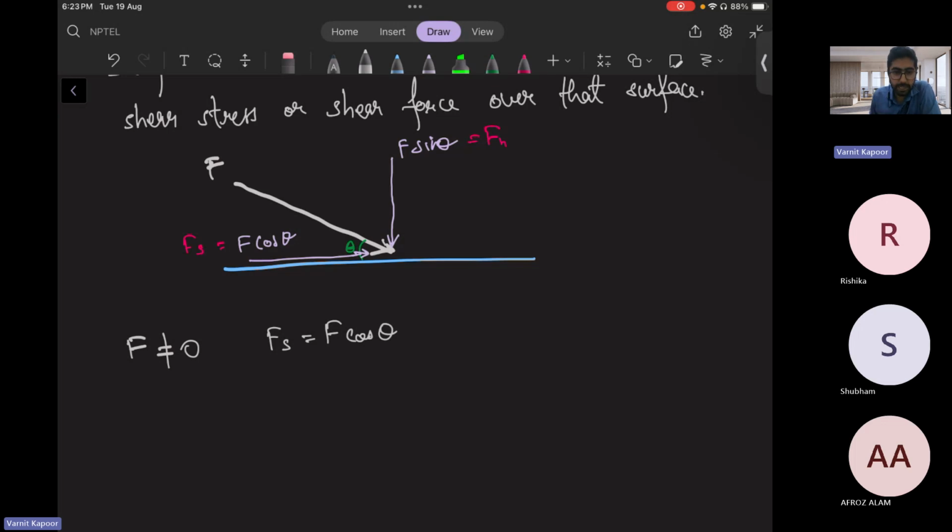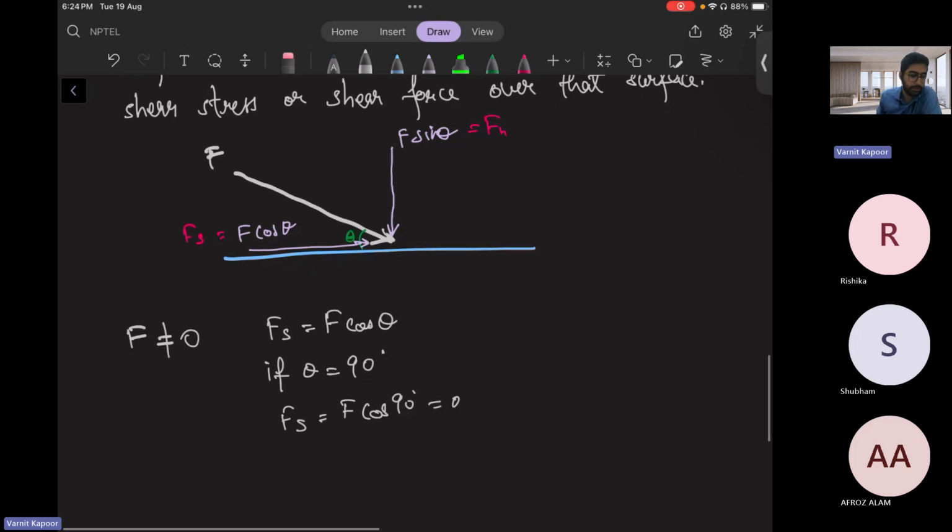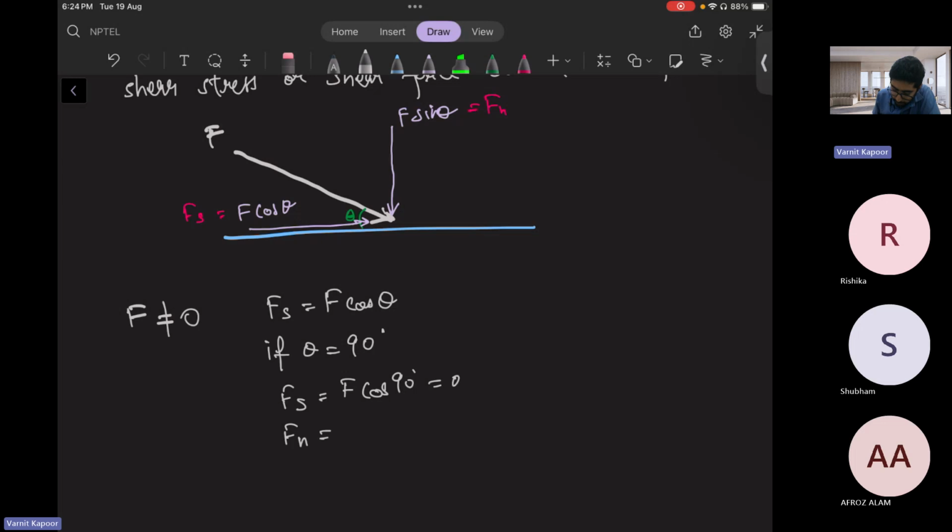Suppose theta is 90 degrees. Currently there is a shear force and a normal force. But if theta is 90 degrees, that means the force acting is perpendicular. Then Fs is F cos 90, that is 0. So in this scenario, where Fs is 0, Fn will be F sine 90, that is F. When the fluid is at rest, then shear stress or force Fs is 0, and that kind of surface is called a free surface.